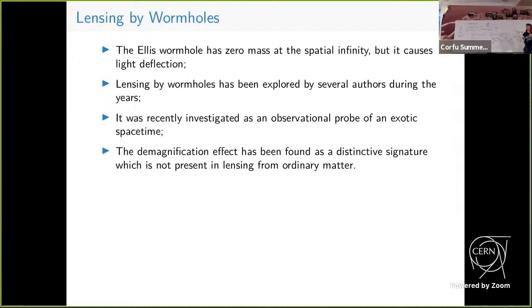We know that an Ellis wormhole has 0 mass at spatial infinity, but it causes light deflection. This kind of object was studied by many authors, and recently they were investigated as an observational probe of exotic space-time. One of the effects seen as a distinctive signature of this exotic object is the demagnification effect. This effect is not present in lensing from ordinary matter, but only in lensing with this kind of objects.